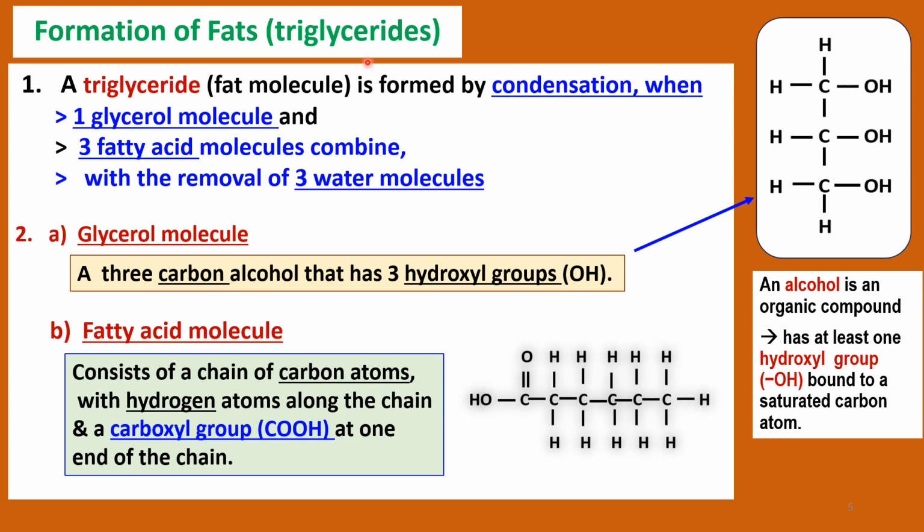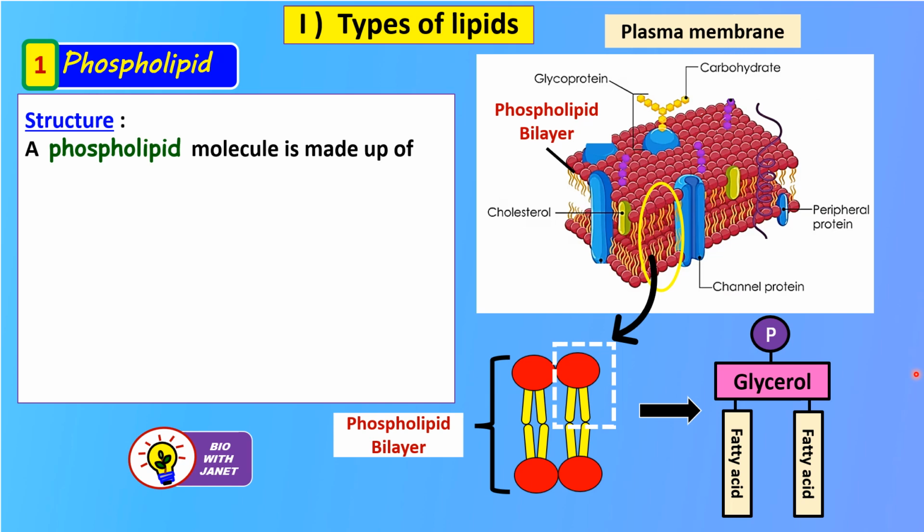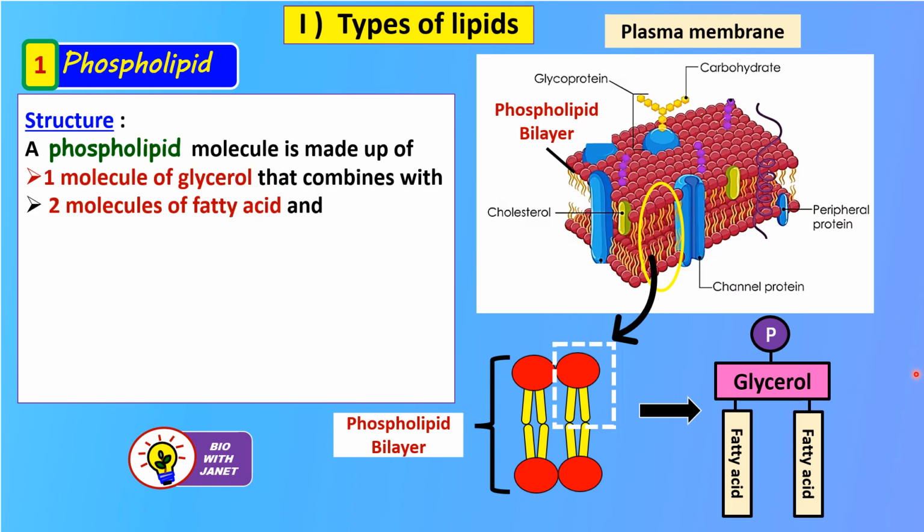COOH. So the first type of lipid that we'll discuss is the phospholipid molecule. Now structure. A phospholipid molecule is made up of one molecule of glycerol that combines with two molecules of fatty acid and one phosphate group, as seen here. So one molecule of glycerol, in this corner here, and then you have two molecules of fatty acids below, and one molecule containing the phosphate group here.